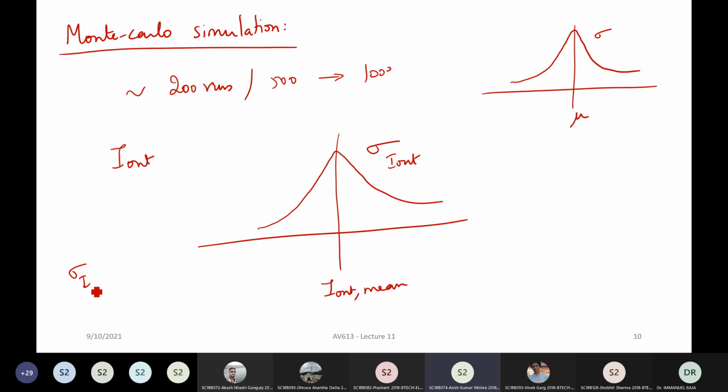Let's say my area. Sigma I out. How can you reduce the sigma I out? Increase the area of the transistor. Yes, you'll increase the area.